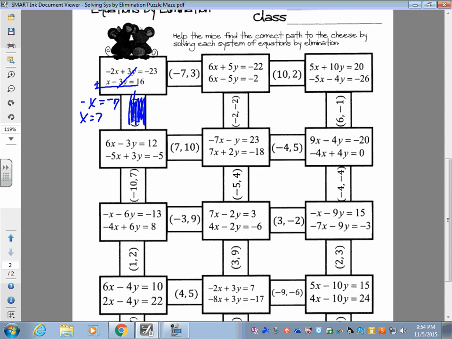I know you're familiar with the puzzle, so this is what you need to complete, and I will be taking this when I get returned. Have a good weekend.